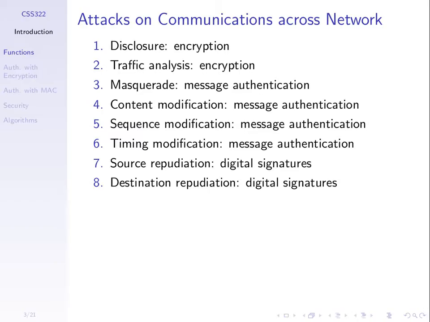Content modification. I send a message, someone intercepts, modifies the message, and then forwards it onto the intended destination. How does the destination know that the message they received has not been modified? We use authentication. Similar are sequence modifications. They don't modify the message, but they modify the ordering of messages. Let's say we send 5 messages, 1, 2, 3, 4, 5, and the ordering has significance, such as the attacker changes the ordering of the messages in which they're delivered at the destination. How do we detect that at the destination? Authentication. And similarly for delaying and changing the timing at which messages are received, timing modification, we use authentication to do that.